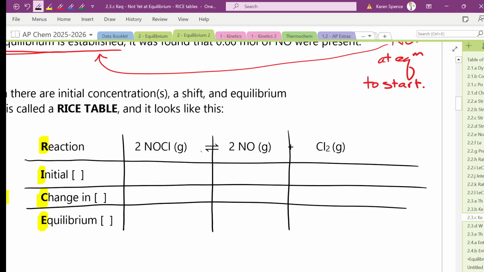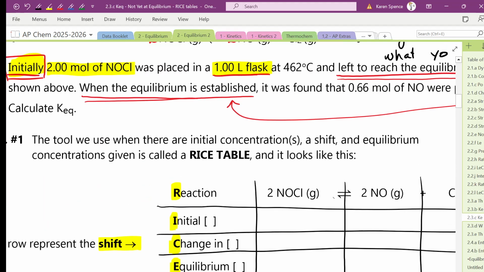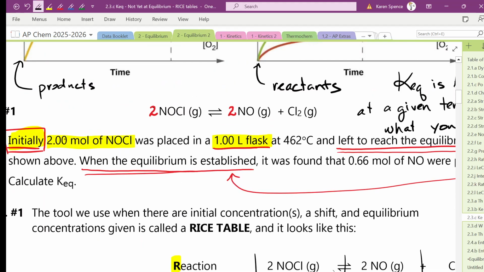And we're going to fill in anything we can find from the question. So if we know an initial concentration, we're going to put it in. If we know an equilibrium concentration, we're going to put it in. And then we solve the rest of them like a little puzzle. So let's see, what do we know? We know that there were 2 moles of NOCl in 1 liter, and that was initially. So that is 2 molar.